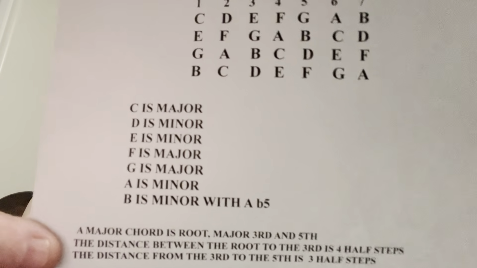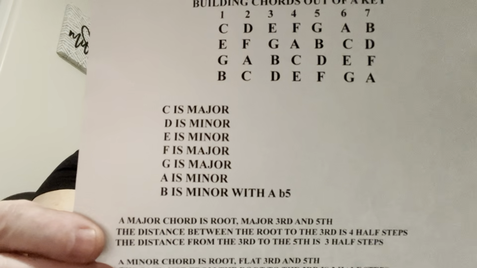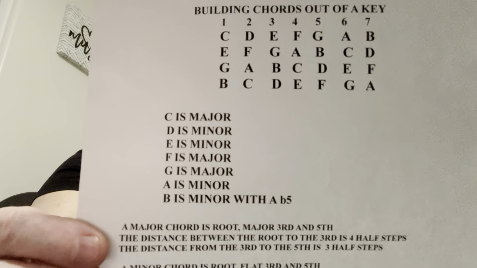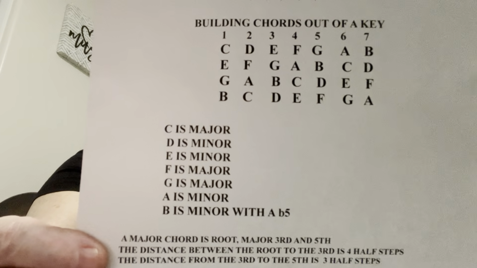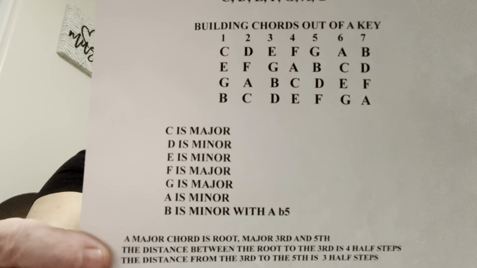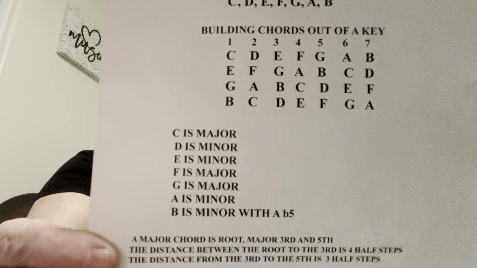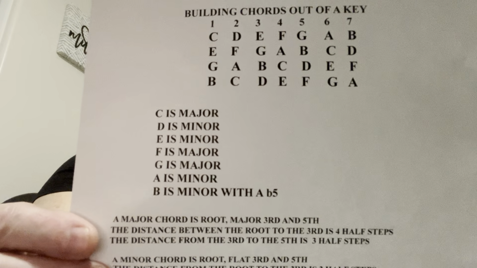Okay? Now, as I told you last week, like it says, 1, 4, and 5 are major. So in this key, C, F, and G are major. And 2, 3, and 6 are minor, which would be the D minor, E minor, A minor in this key. And then the B is a minor chord, and it has a flatted fifth. So what does all that mean? Okay, what determines whether or not a chord is going to be a major chord or a minor chord is going to be the distance from the root to the third of the chord.